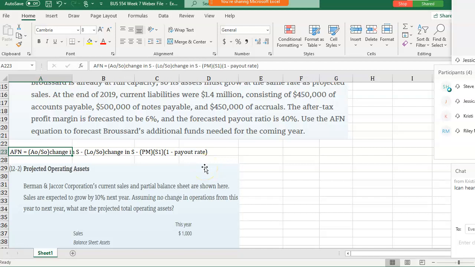It's in your book, it's in the PowerPoint, it's all over the place. It's not hard to find, but I want to make sure I help you understand what the formula means. Okay, so A0 divided by S0, that just means assets today divided by sales today.